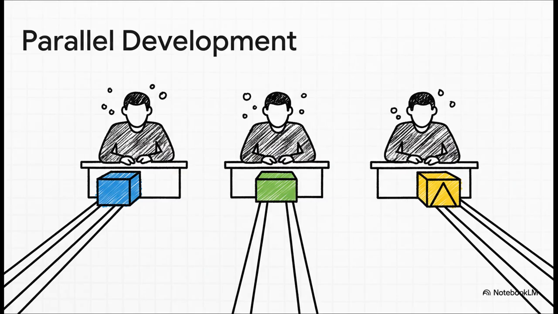And number 5 is parallel development. This is a big one for growing teams. Because the code is so cleanly separated, you can have different teams working on different modules at the exact same time, and they won't be stepping on each other's toes. That means way fewer merge conflicts and a workflow that can actually scale as you add more engineers to the project.